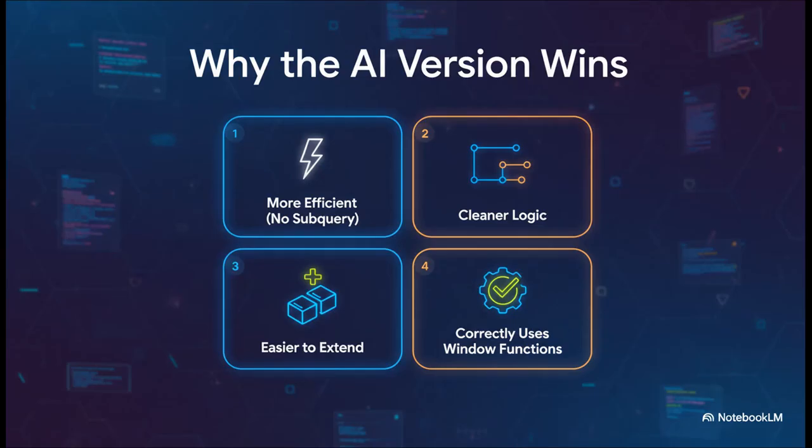The bottom line here is that the AI's version is just vastly more efficient. It completely avoids that performance hit you get from a subquery, the logic is way cleaner, and it's much easier to build on later. It really seems like these AIs have a natural talent for window functions, and what's more important is they use them correctly right out of the box. It's a game changer.